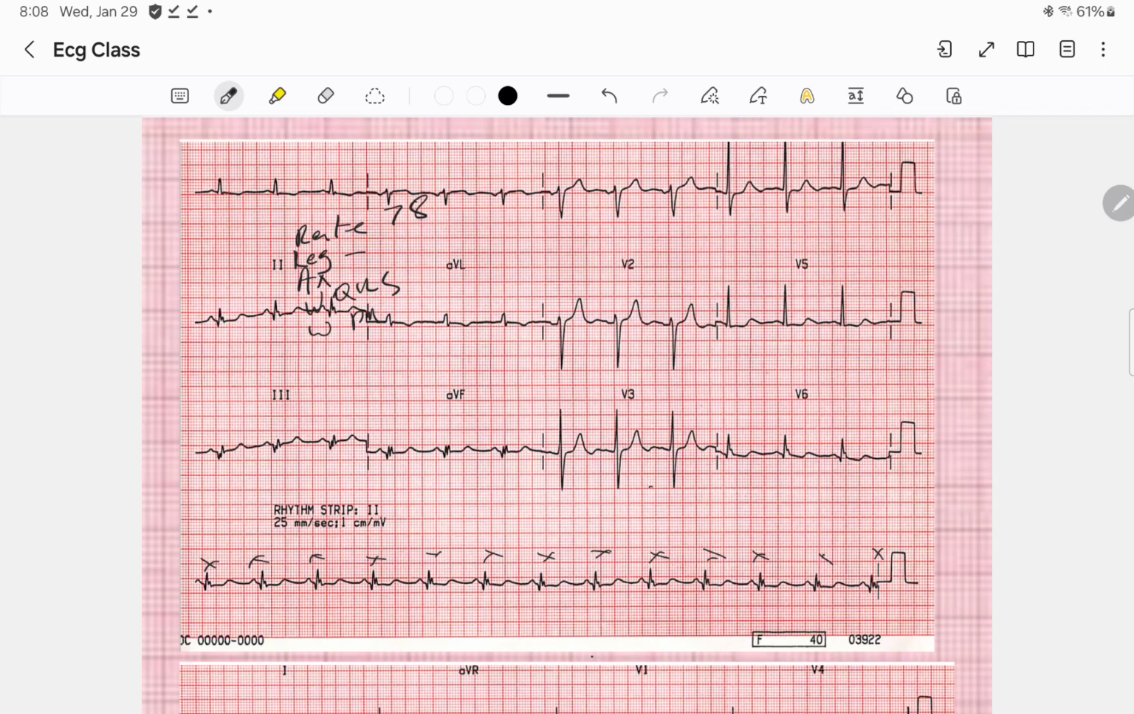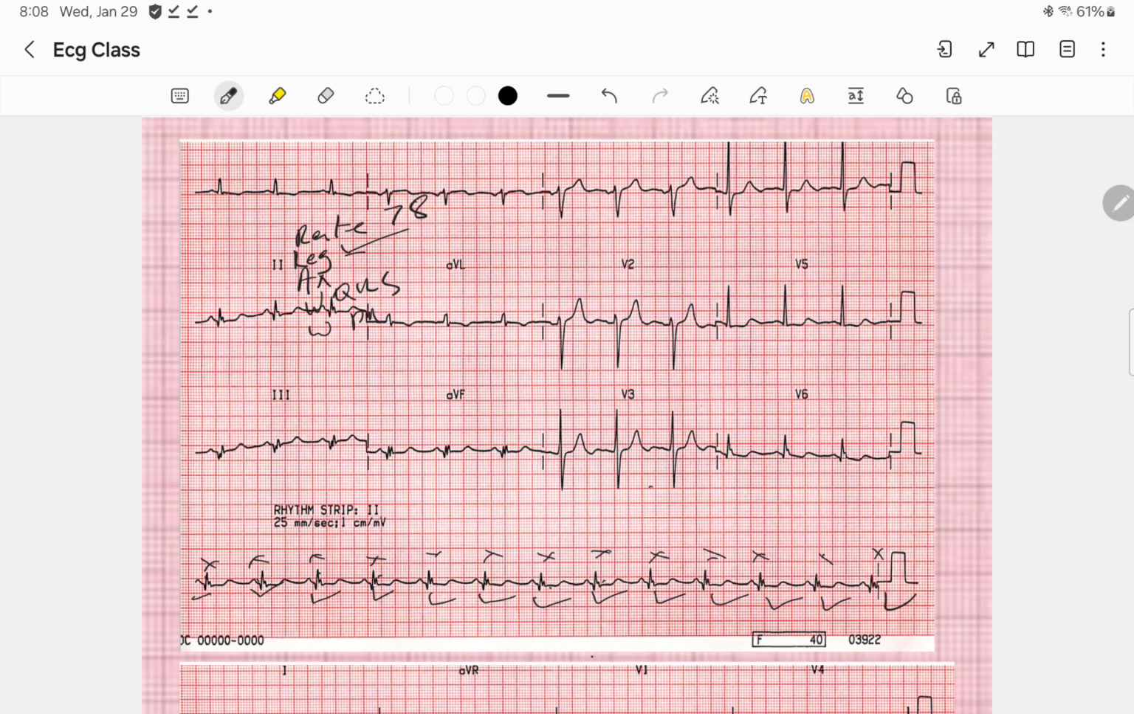Okay, is this thing regular? Well, yes, it is regular. And are there P waves before every QRS? It really does seem that way. So we have that check.